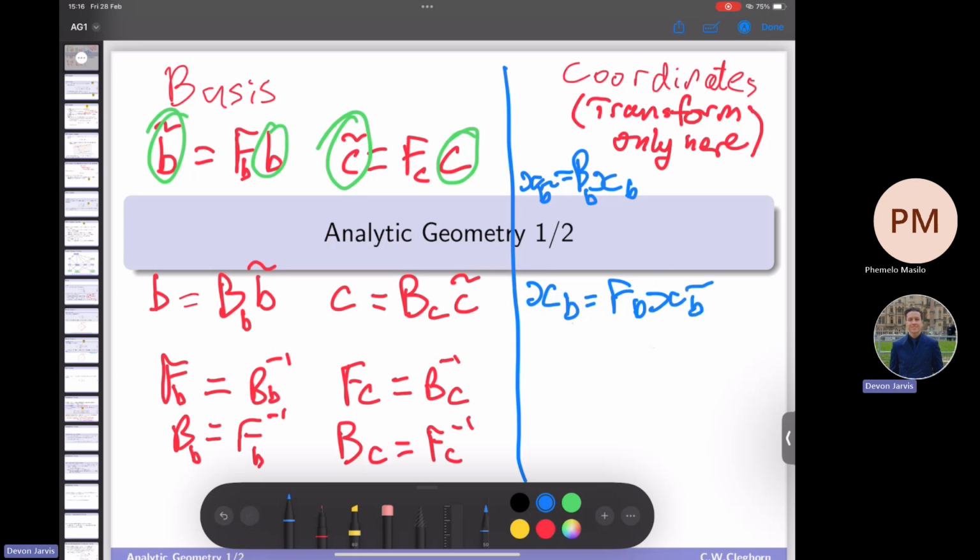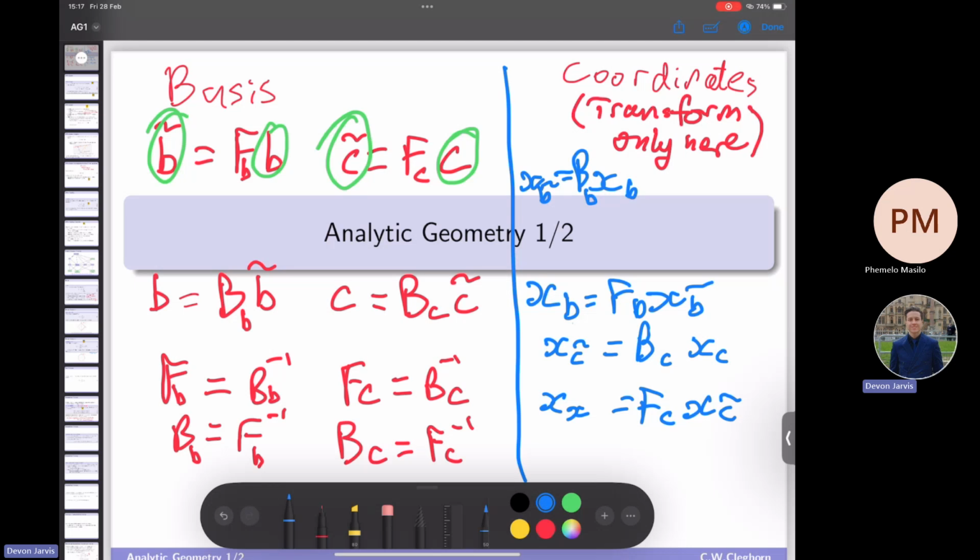Lastly, we can write up the C's. So I'm just going to do that quickly. So x in terms of C tilde is equal to the backward transform for C tilde times x in terms of C, and x in terms of C is equal to the forward transform for C times x in terms of C tilde.